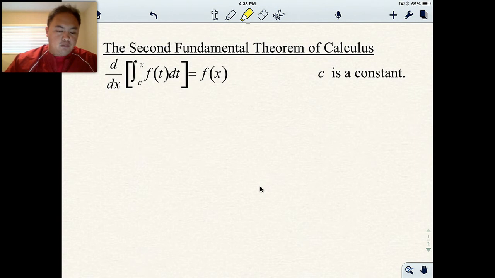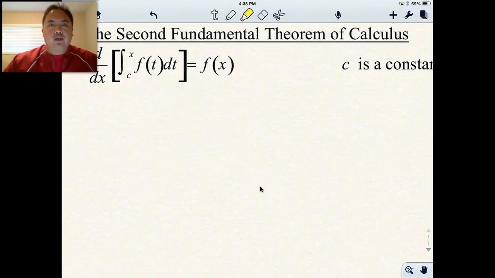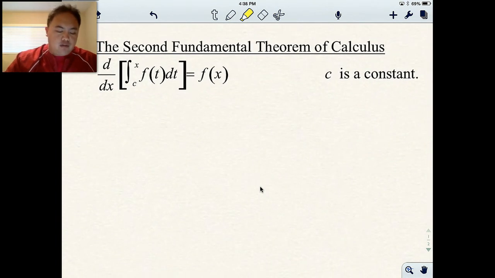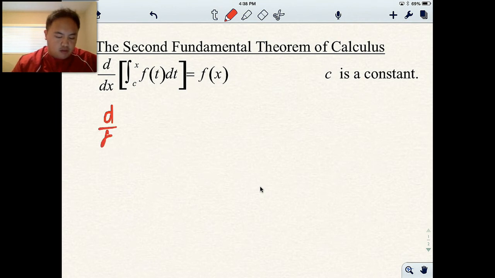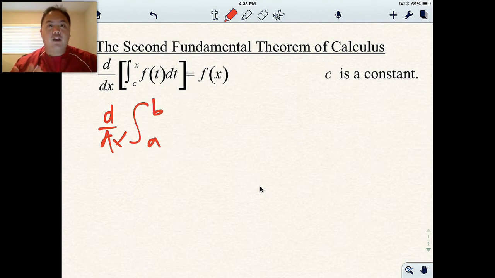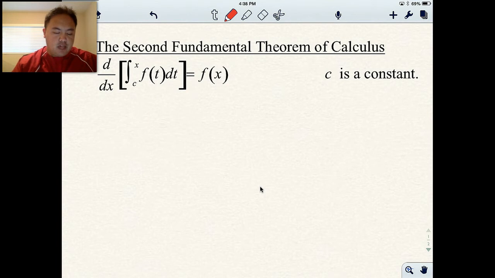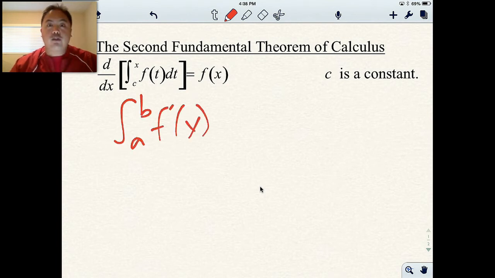how this works. What the second fundamental theorem of calculus says is, first of all, let's review real quick. The first fundamental theorem of calculus, we said that if I took the antiderivative from a to b of the derivative, right? This is the first fundamental theorem of calculus.